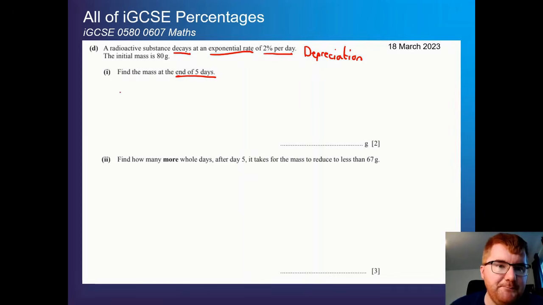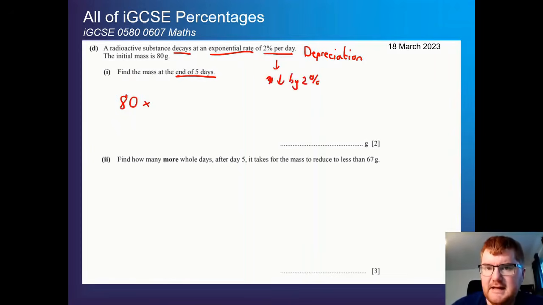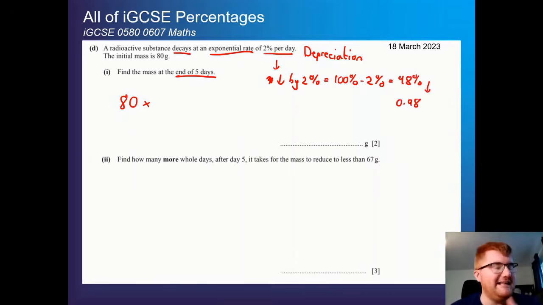So all we need to do here is take the initial mass, the 80. Now, if we're reducing by 2%, then that's going to be 100% minus 2%, which is equal to 98%. And as a decimal, it is 0.98. You see this technique again and again. So we've got 0.98. And because we've got exponential decay, then we raise it to the number of days that's happening. So to the power of 5.